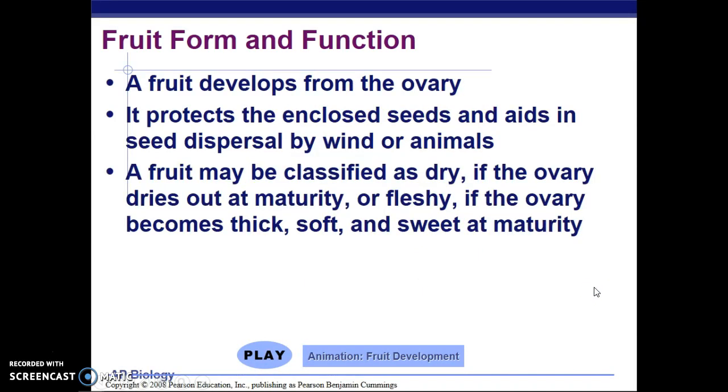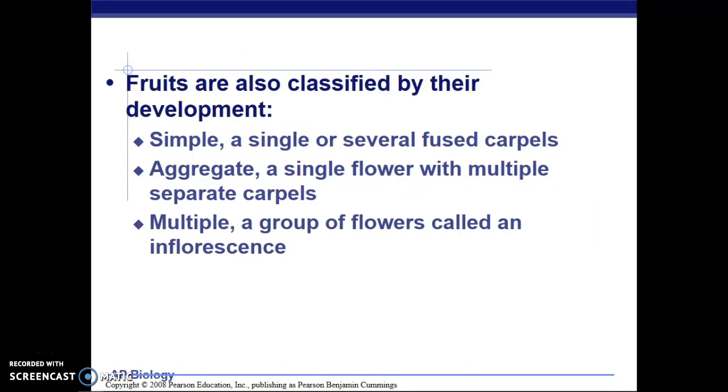Fruit formation and function. The ovary will develop into fruit, ovules develop into seeds, and the function of the fruit is to protect the seed and also help in seed dispersal, either by water, wind, or animals. Fruits can be dry or fleshy. When they're dry, they usually are dispersed by wind. If they're fleshy, they could be delicious, soft, and eaten by other animals and dispersed by those animals at the end.